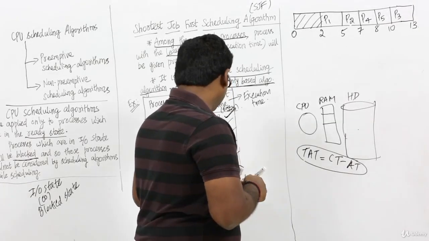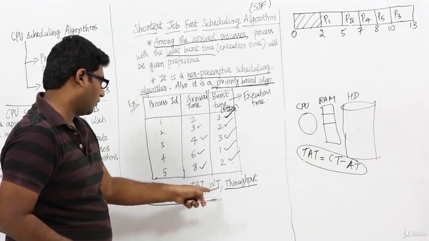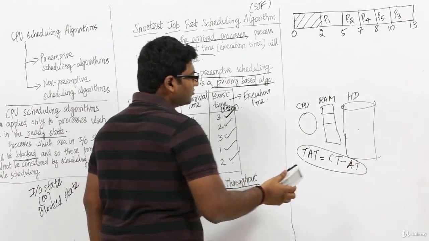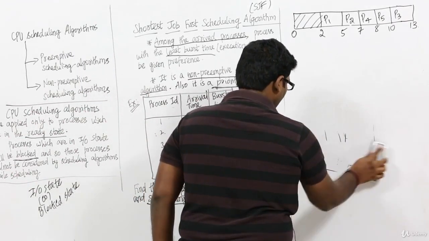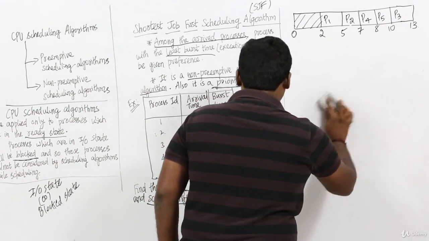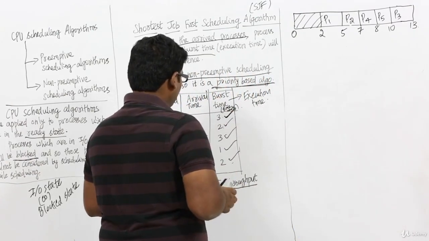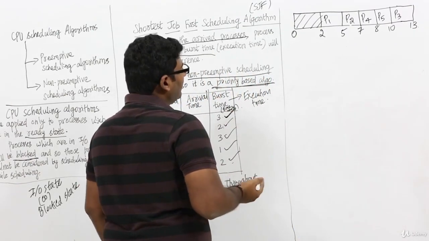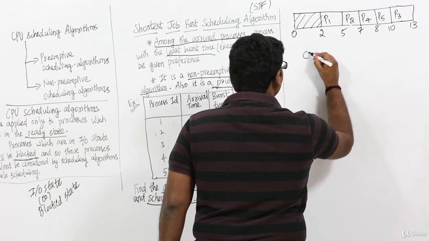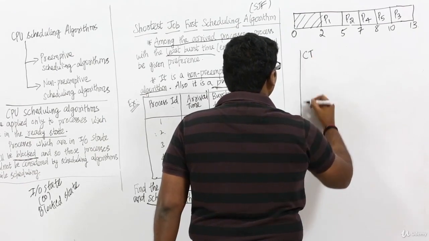Now we can compute everything, whatever they have asked, like turnaround time, waiting time, or whatever. It's easy actually hereafter. Let's first compute something called completion time. Completion time of every process.